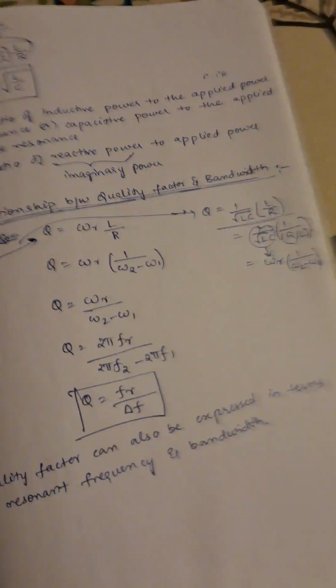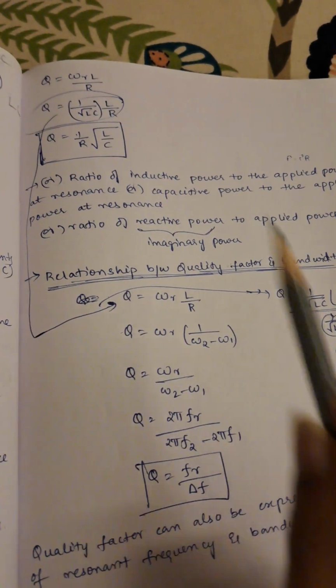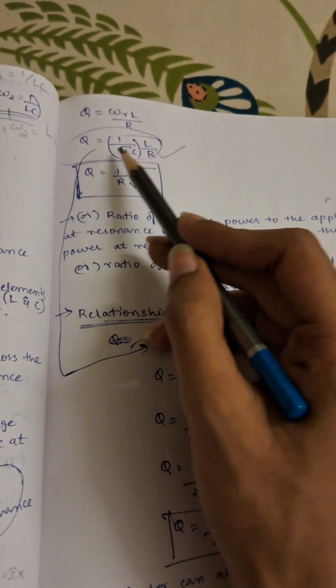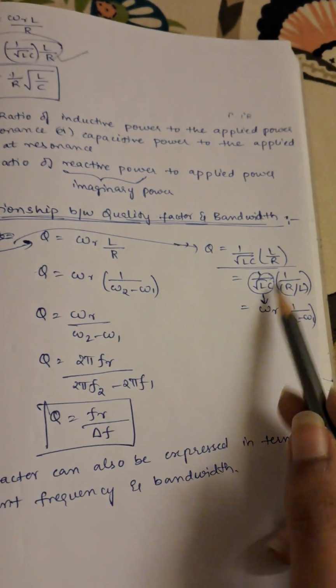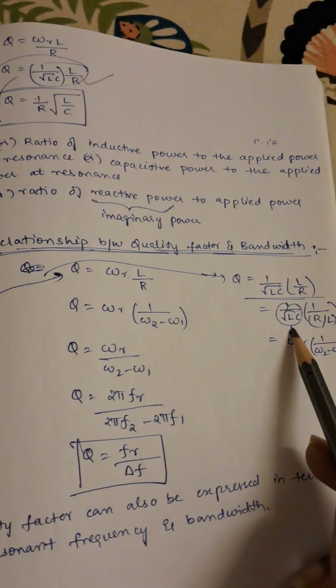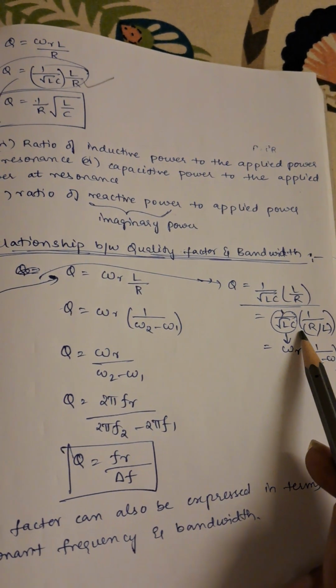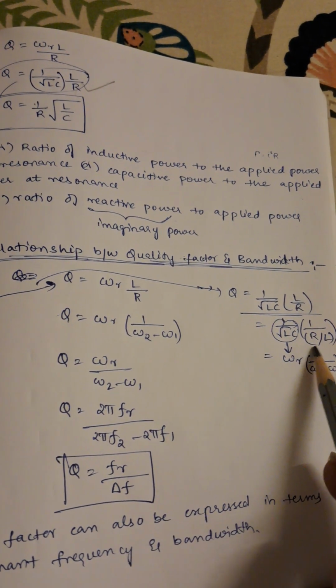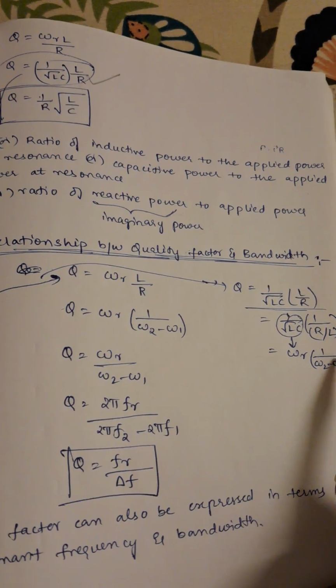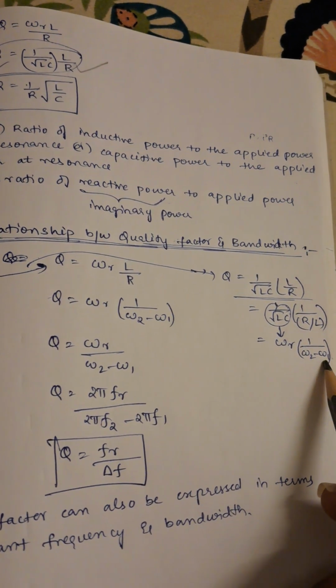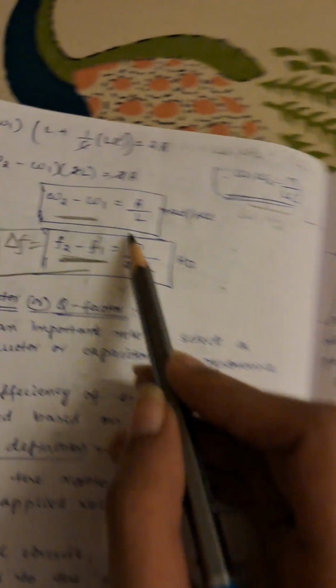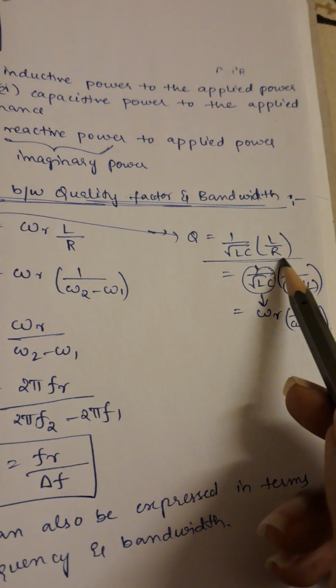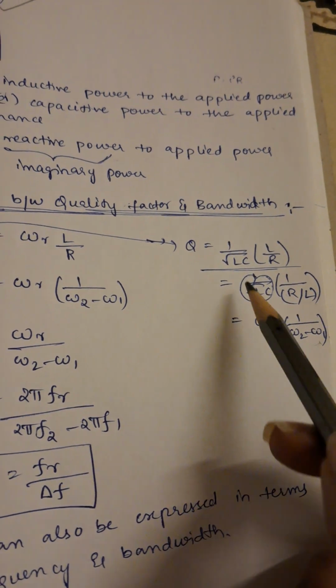And now the relationship between quality factor and bandwidth. First we got Q is equal to 1 by root LC times L by R. Here 1 by root LC is omega r, right? L by R can be written as 1 by R by L, which is 1 by omega 2 minus omega 1, since we got omega 2 minus omega 1 is R by L. Then L by R will be 1 by omega 2 minus omega 1.